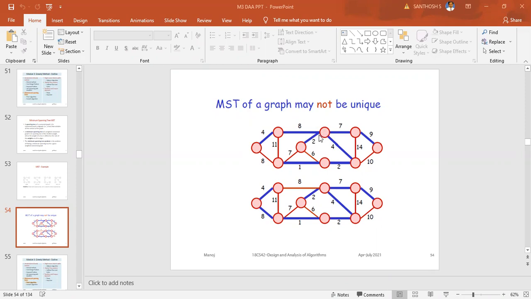There are 4 edges: 8, 2, 7 and 4. In that, 8 is already taken, so you leave that 8. The remaining are 2, 4 and 7. Which one are you taking? You are taking 2, which is the minimum. So 2 you have taken, and this node is also finished. Which are the finished nodes? 1 is finished, 2 is finished, 3 is finished, 4 is finished.